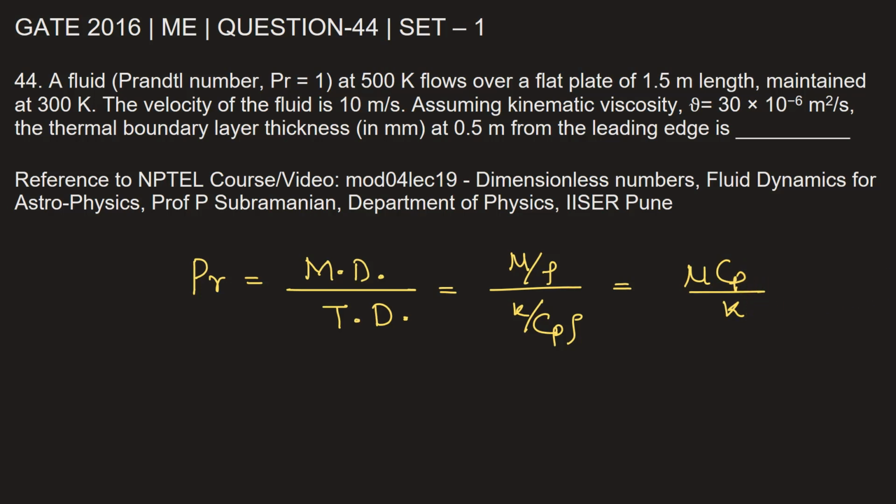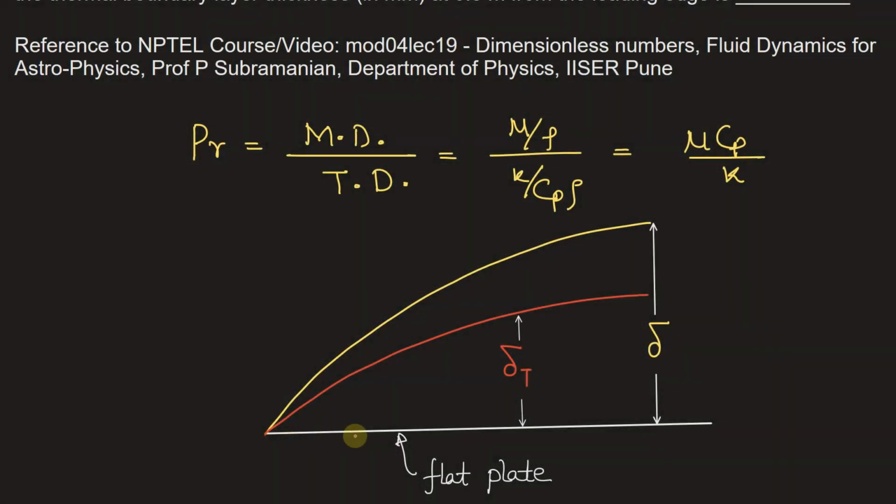Now for boundary layer problems, for a flow over a flat plate, we have the hydrodynamic boundary layer and the thermal boundary layer. Delta T is called the thermal boundary layer thickness and delta is the hydrodynamic boundary layer thickness. And these two are clubbed by Prandtl number and given by the relation delta upon delta T, the ratio of hydrodynamic boundary layer thickness to the thermal boundary layer thickness, is equal to the cube root of Prandtl number.